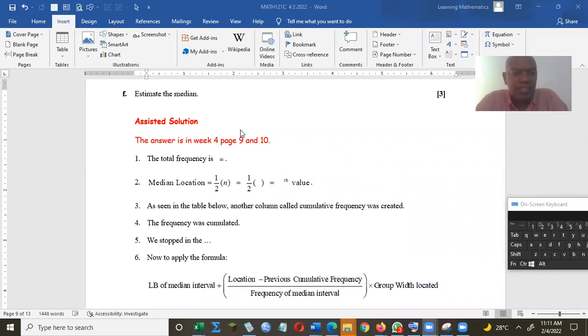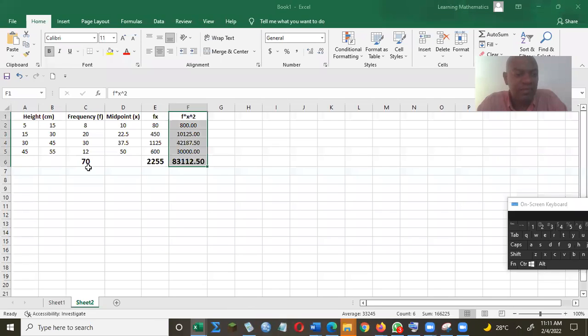Part F says to estimate the median for grouped data. You can get assistance in week 4, page 9 and 10. First, you find the total frequency. In our example, we have already found the total frequency. The total frequency is 70.